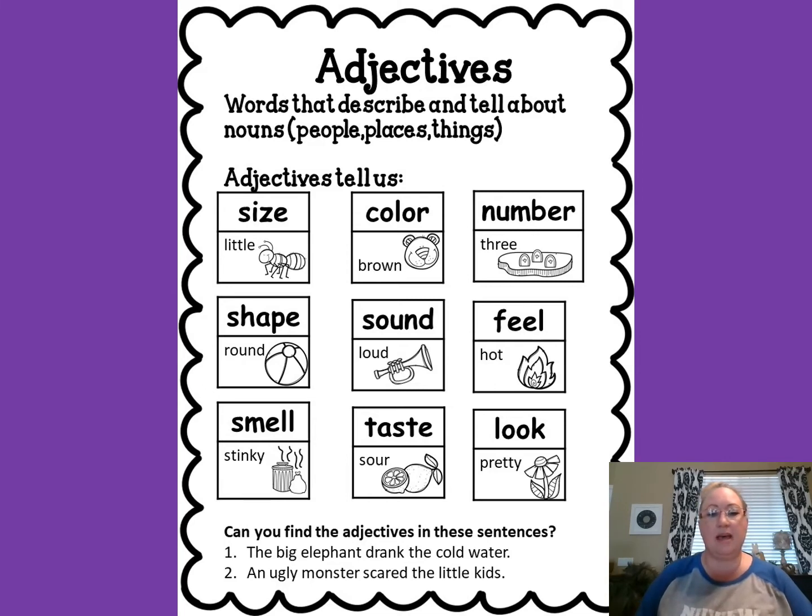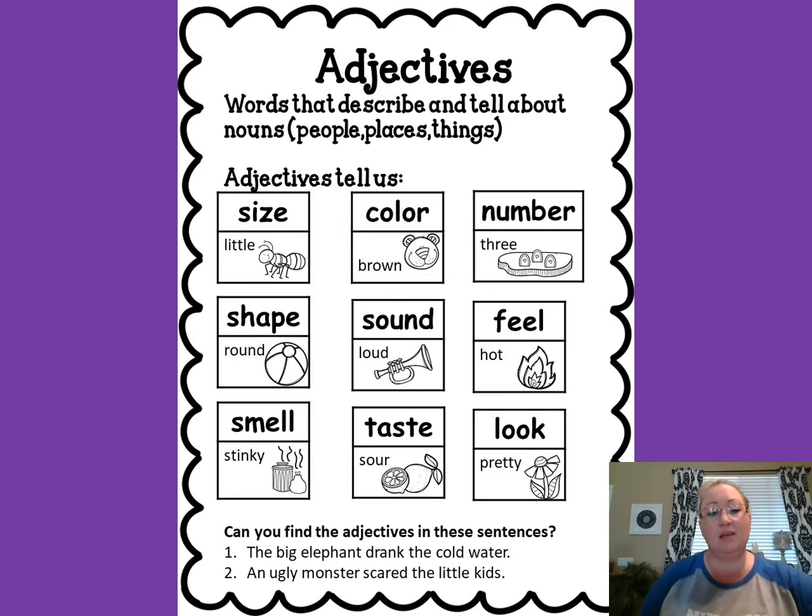Can you find the adjectives in these sentences? Number one, the big elephant drank the cold water. First, let's look for the noun. Who or what are we talking about? The big elephant drank the cold water. We are talking about the elephant. The elephant. What word describes the elephant?